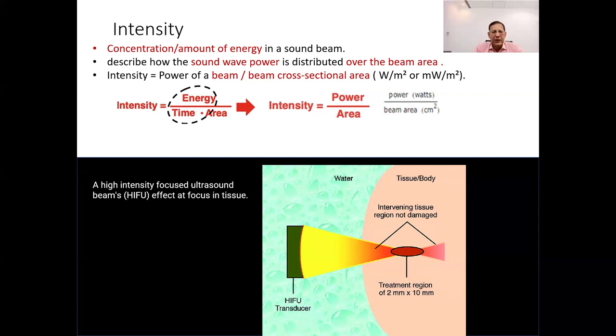For example, in grayscale imaging, the intensity is lower compared to color Doppler imaging, where more power is needed to detect blood flow. Pulse Doppler, which measures blood flow velocity, typically has the highest intensity. In summary, intensity describes the concentration or amount of energy present in a sound beam. It depends on both the power of the beam and the area over which the power is distributed. Understanding intensity helps in controlling the strength of ultrasound waves and interpreting the resulting echoes in medical imaging.